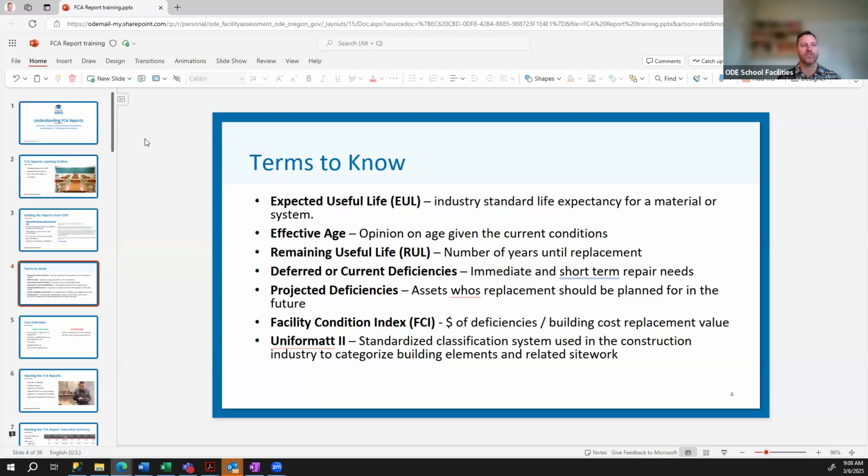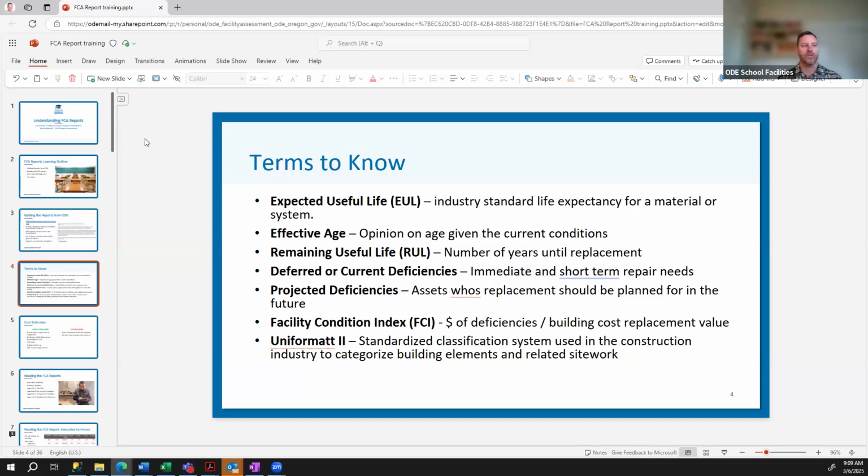Deferred or current deficiencies. So you'll see in the report later on, as we go through page by page here, that it has immediate and short-term repair needs. And those are probably the most critical that you guys are going to be looking at as far as prioritizing what you're going to replace or repair, budgetary needs for the immediate and short term, and things like that. So then we get into projected deficiencies. And these are assets whose replacement should be planned for in the future. So beyond 2 to 3 years would be projected deficiencies.